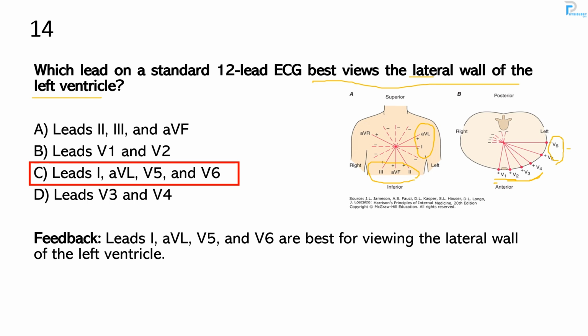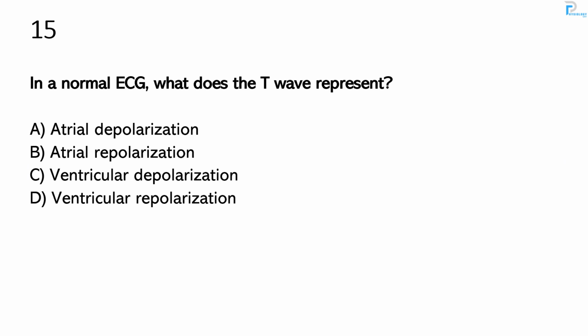So in a normal ECG, what does the T wave represent? The T wave represents ventricular repolarization. So the correct answer here is D.